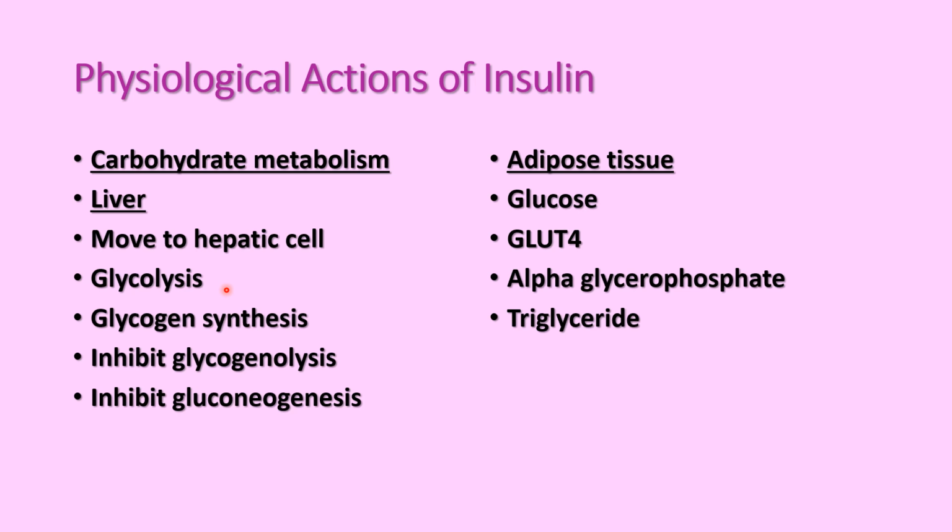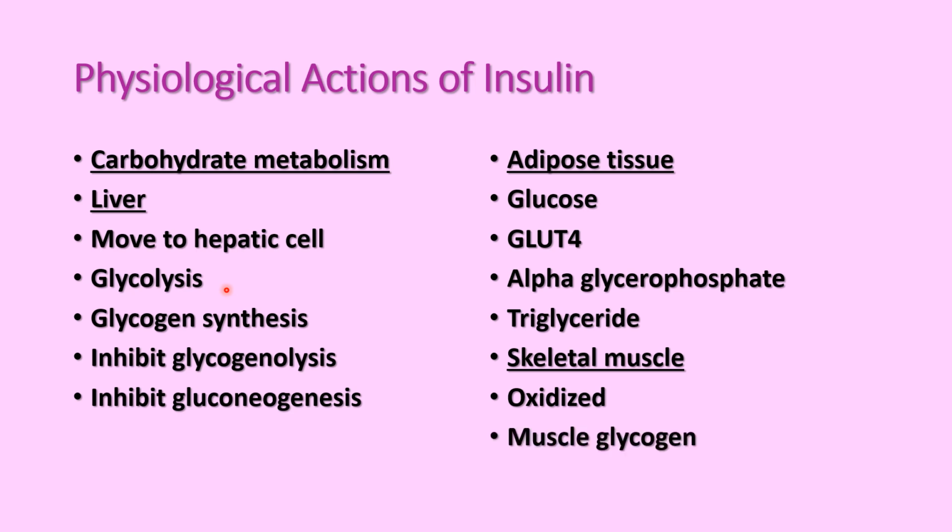In the skeletal muscle, glucose transport is facilitated by insulin through the GLUT4 transporter and hexokinase activity. The glucose is oxidized in the skeletal muscle by pyruvate dehydrogenase, and glucose is stored in the skeletal muscle as muscle glycogen.